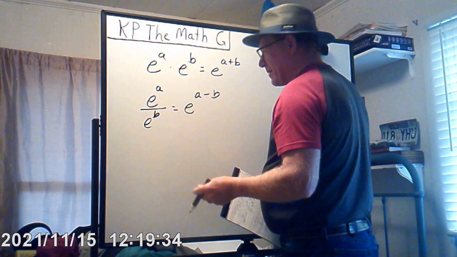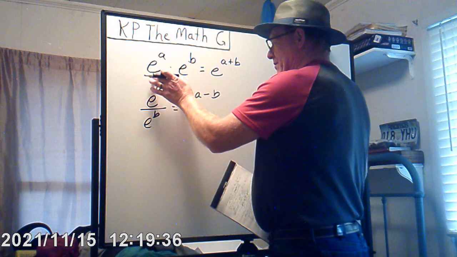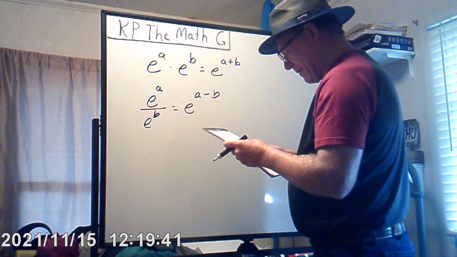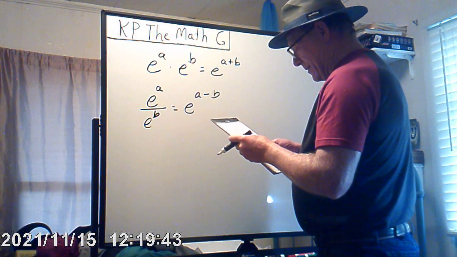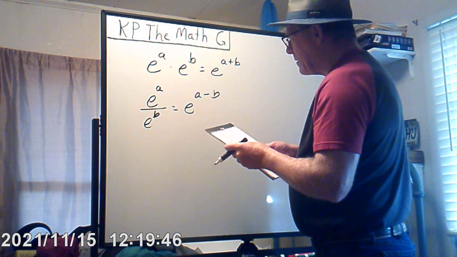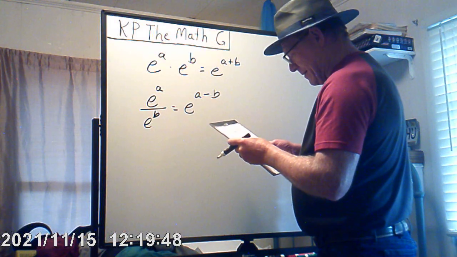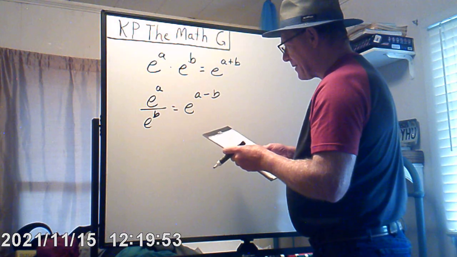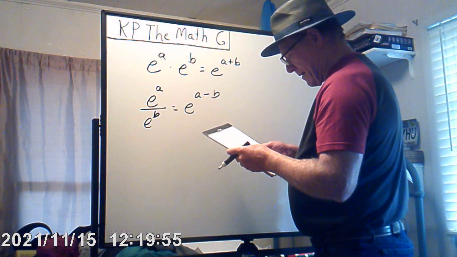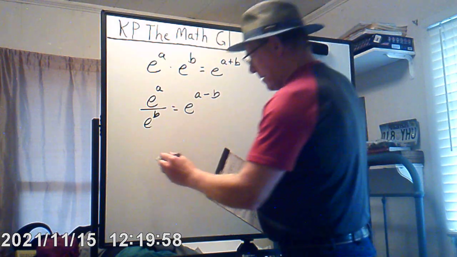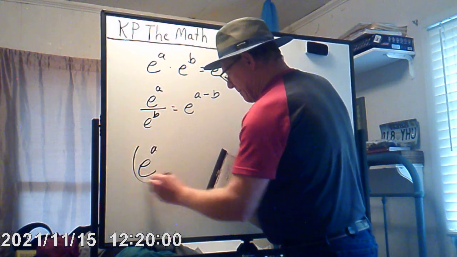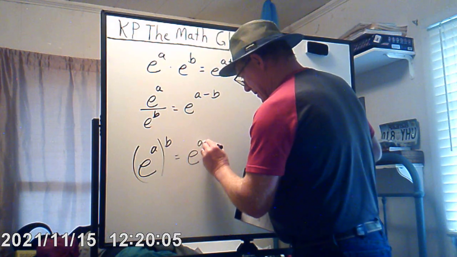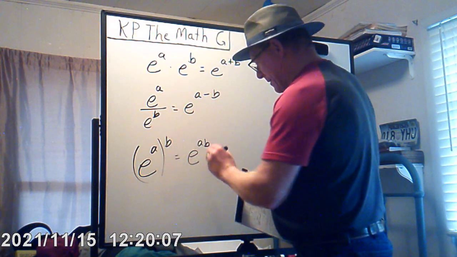Let me make sure I'm doing that right. Yeah, okay. And then e to the A raised to the B is just simply e to the AB, A times B.